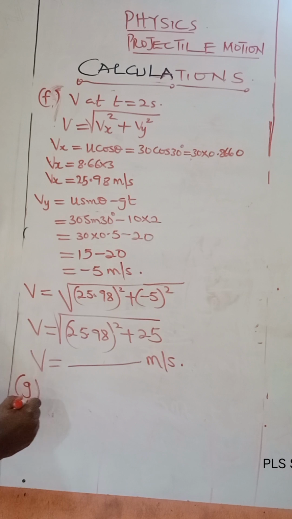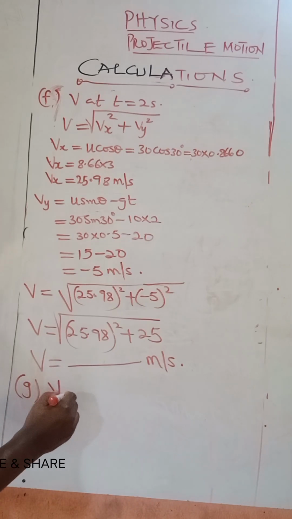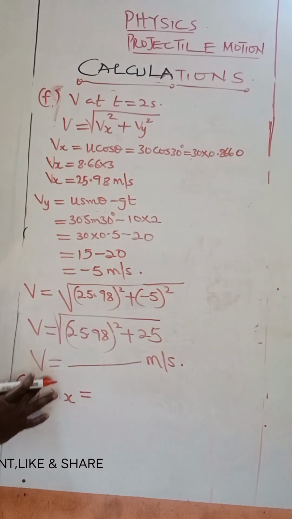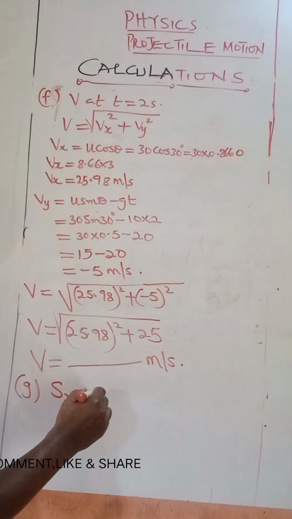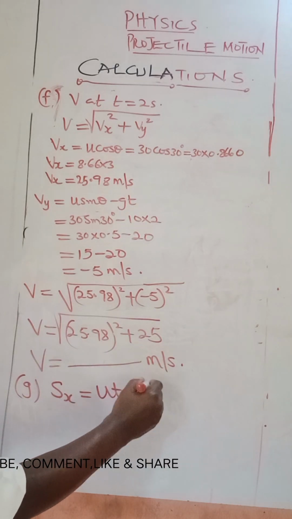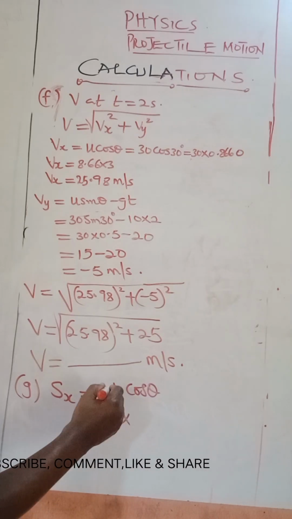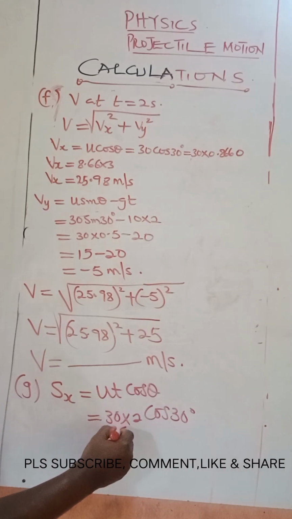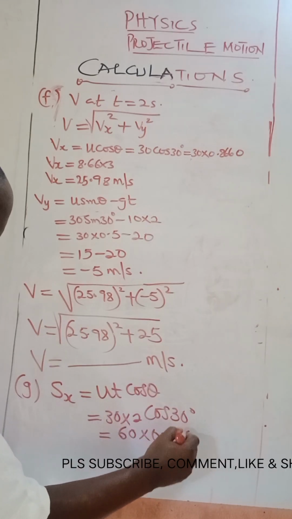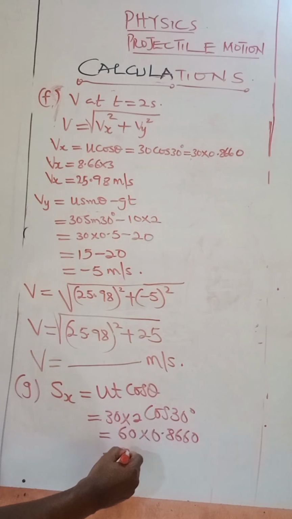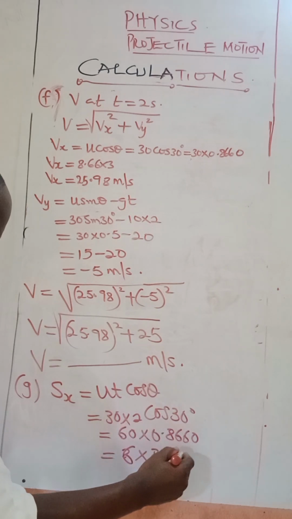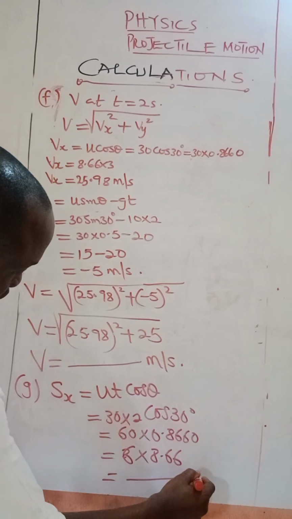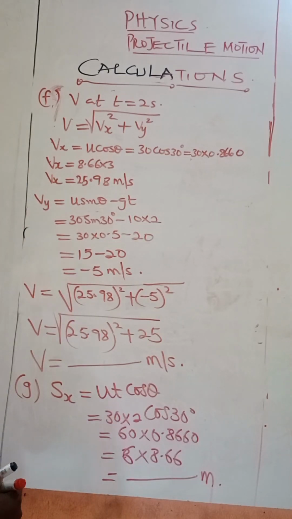So G, we have to calculate the horizontal distance, Sx, which is equal to ut cos theta. So u is 30, t is 2, cos 30 degrees. So this one will be 60 times 0.8660, so this one will be 6 times 8.66. Use your calculator. Whatever you get, in meters.